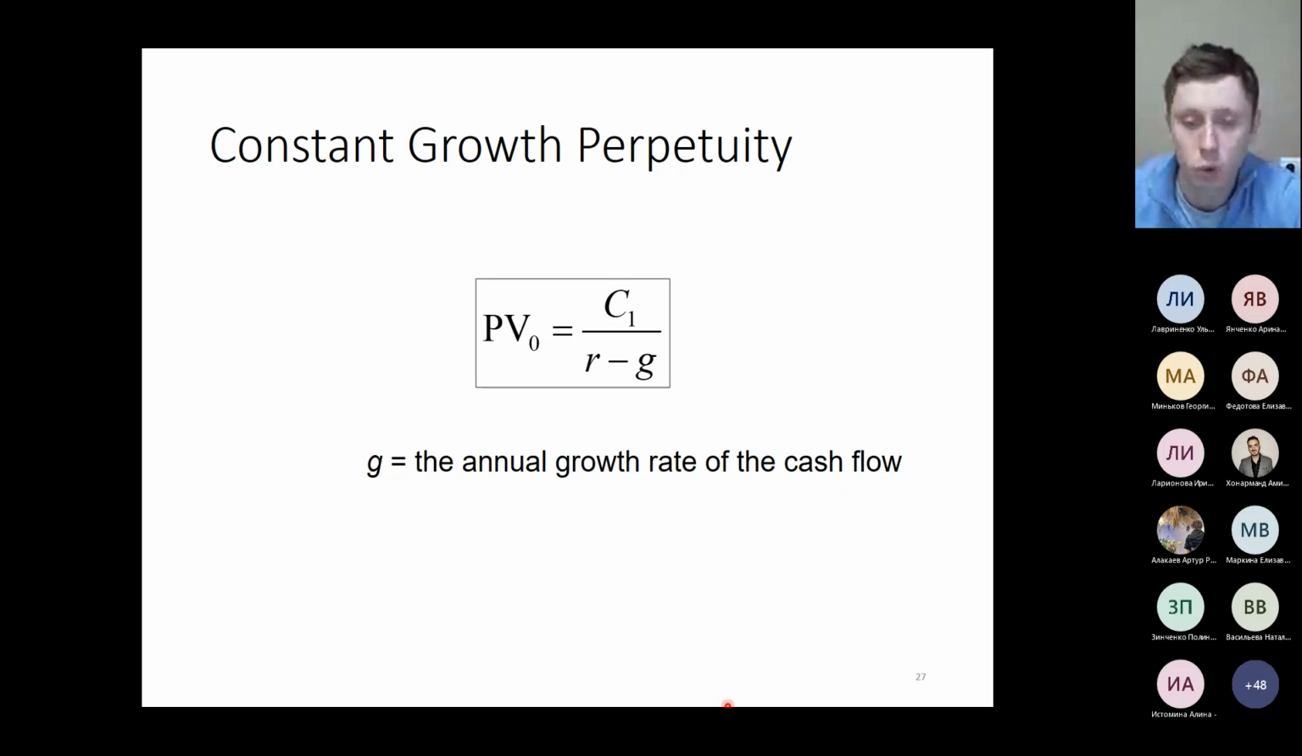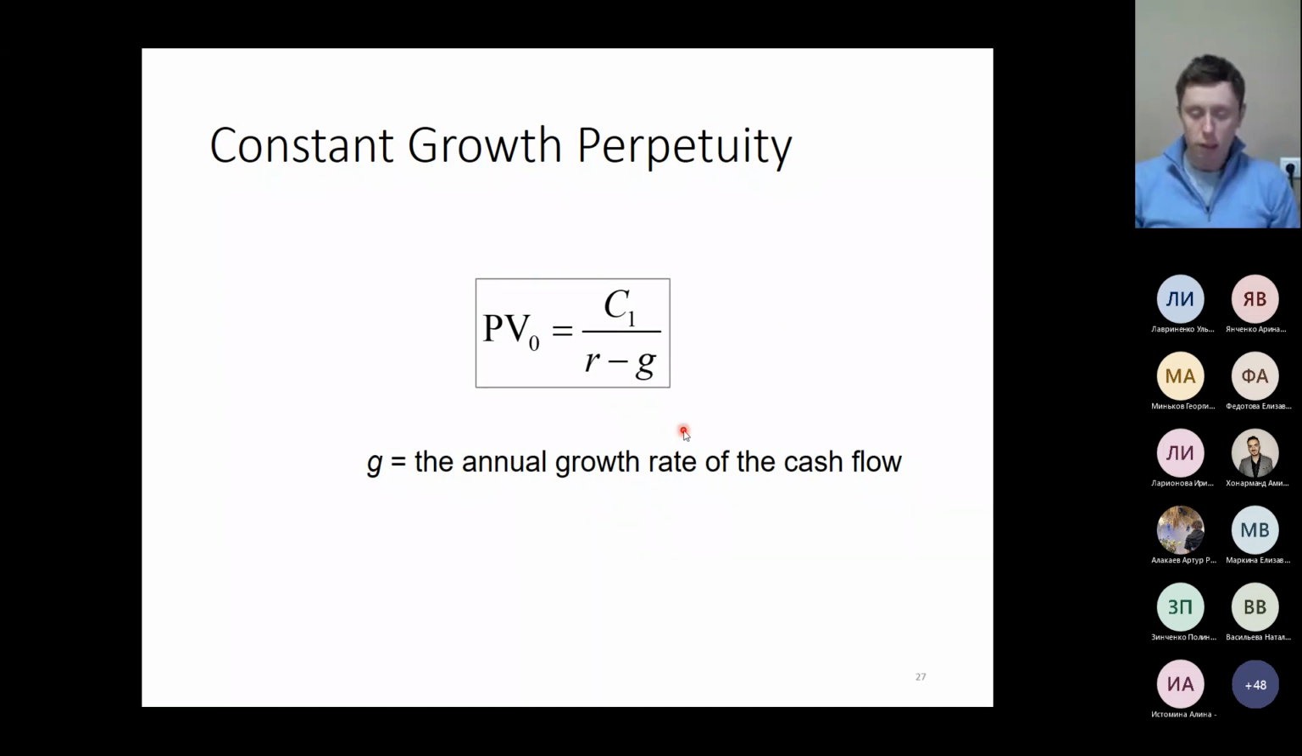Again, the formula is a very simple one. The only change is that we subtract the growth rate. You see, if the growth rate exceeds the discount rate, then it will not work. We would have an infinitely high present value of such a perpetuity, but in real settings it cannot be the case. The discount rate is getting smaller.